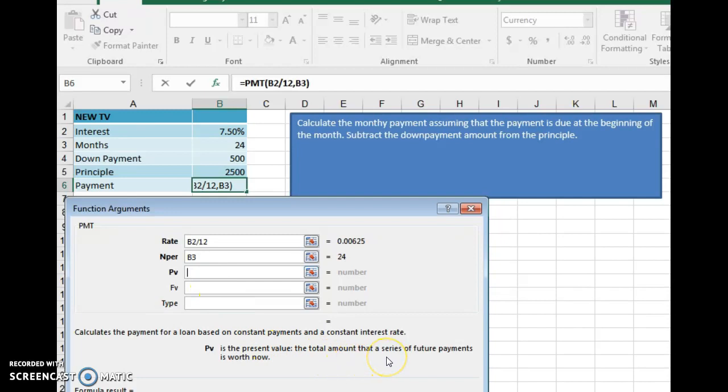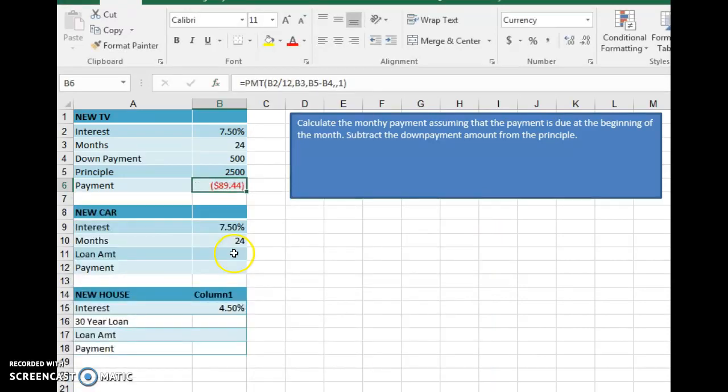Present value is the total amount that we're going to be borrowing. So right now I'm going to be borrowing $2,500, but I'm going to pay $500 down. So I'm going to subtract that, and you'll notice that currently I'm borrowing $2,000. Future value is not required, but the type lets us know, is the payment going to be due at the beginning of the period or the end? And if it's the beginning, you'll put a 1. So I'm going to put a 1 there. And right now you'll notice it's showing up as a negative. To adjust that, you can just add a negative sign in front of the PMT, and it will give us a positive $89.44 is what we will owe.